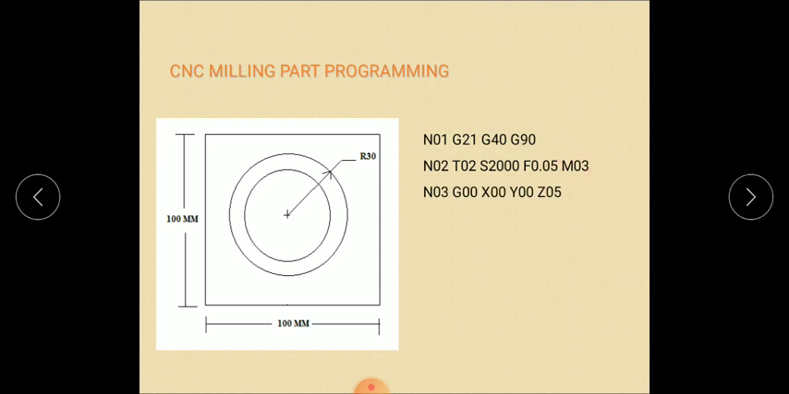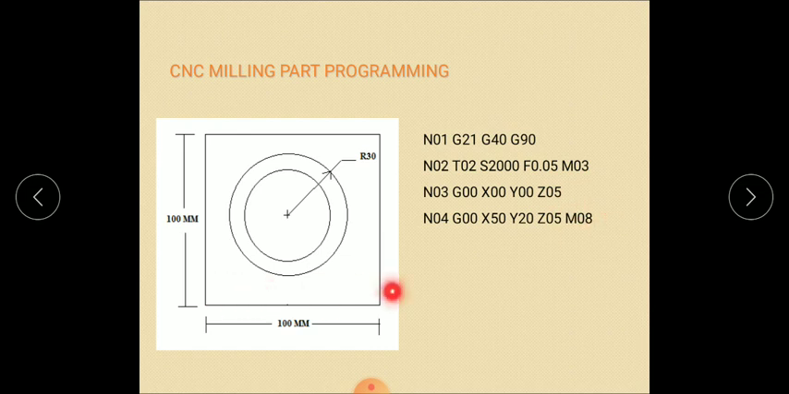Next, G00, X00, Y00, Z05. Here G00 is rapid positioning. X0, we are not giving any movement. Y0, also we are not giving any movement. Z05 is the amount of feed which needs to be given, that is 5 mm. Next, G00, X50, Y20, Z05, M08. Here M08 represents coolant on.